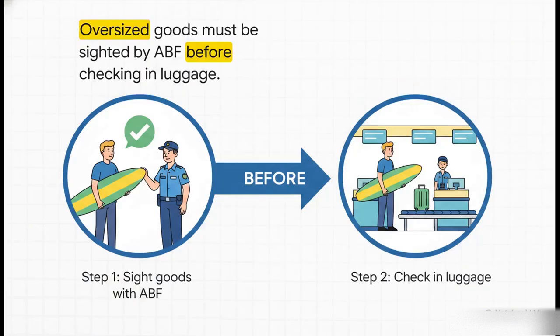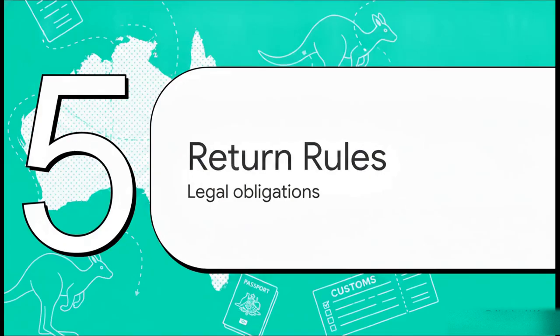Now, you might be wondering, what if I bought something massive, like a surfboard or a bunch of liquids that I'm just not allowed to take in my carry-on? This rule is vital. Oversized or restricted goods must be cited by the Australian Border Force before you check in your luggage. If you just go ahead and check your bags first and then wander over to the TRS counter, your claim is going to be denied immediately because you can't show them the goods. Don't make that mistake.